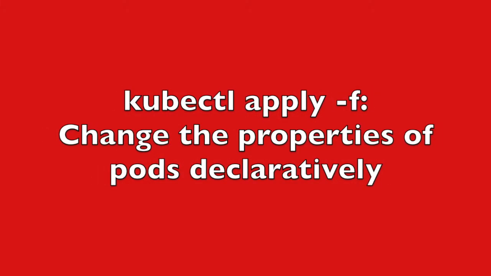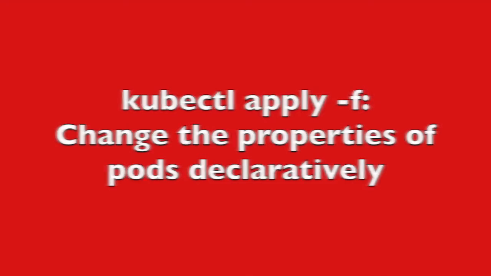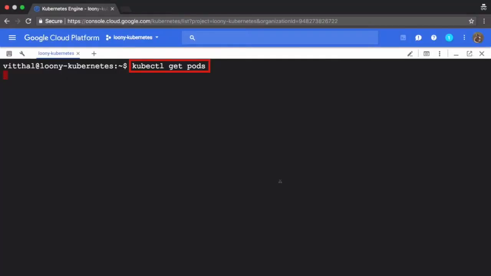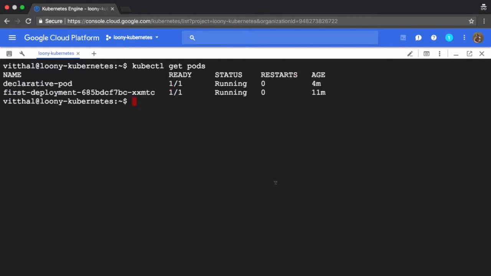Let's move to a demo which shows the real power of the declarative way of doing things. We are going to change the properties, the configuration of our declarative pod on the fly. All that we are going to do is to make the edits that we want to our YAML template. In any case, let's pick up from where we left off.